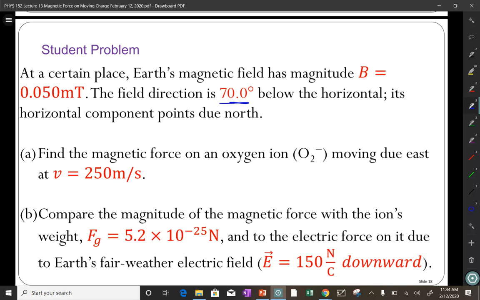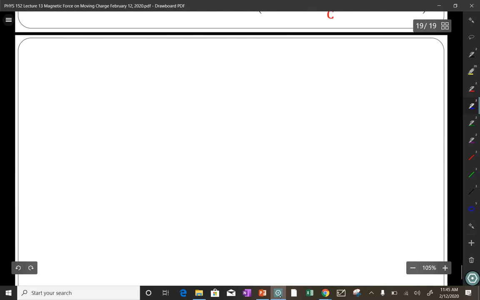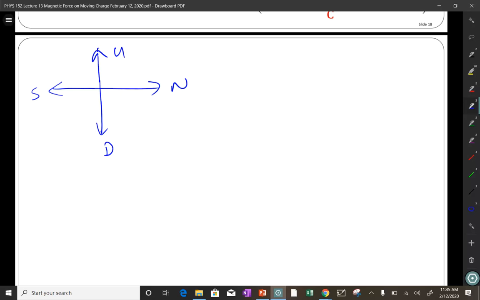So it wants to figure out the direction. The horizontal is pointing to the north. So if I draw north, south, up, down, not for what I want to illustrate.